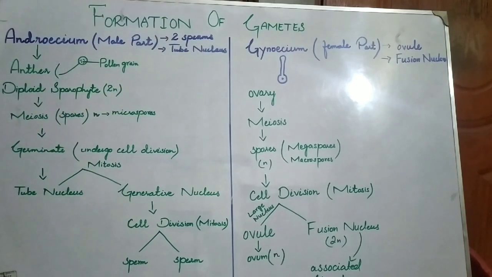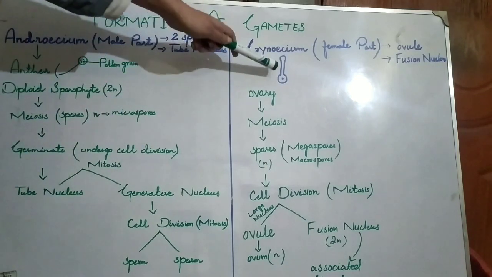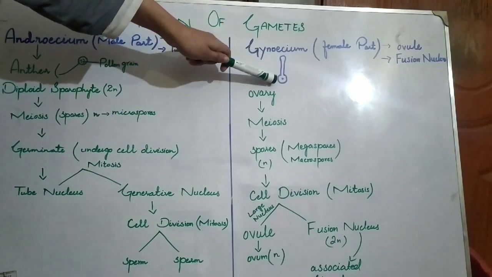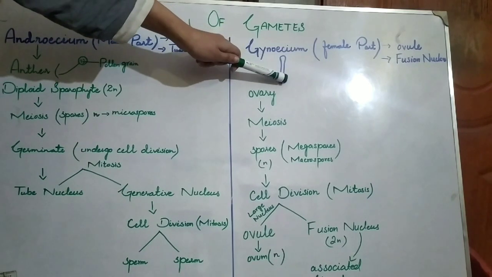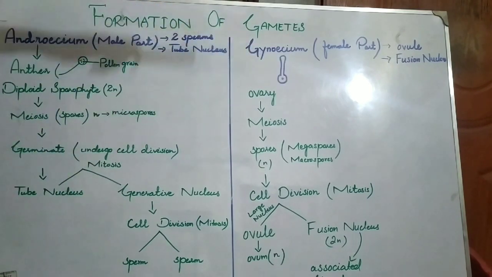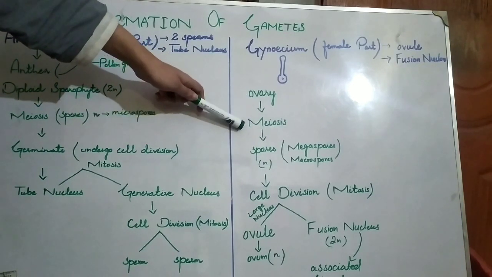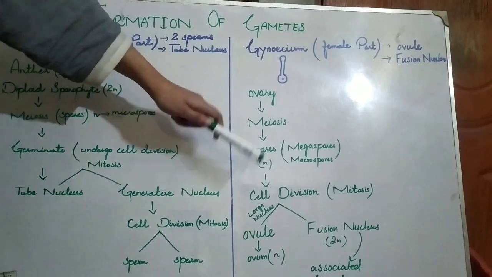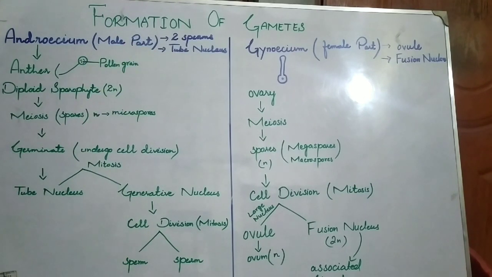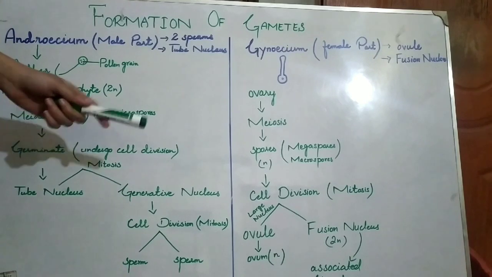Now let's start with the gynoecium. You can see the female reproductive part. This is the ovary in which the ovule is produced. It will produce the ovule and the female fusion nucleus. Let's start with the ovary. The ovary undergoes meiosis and produces spores which are haploid in number, and you can say these are megaspores. Again, I am telling you these are quite small, though bigger than the microspore.